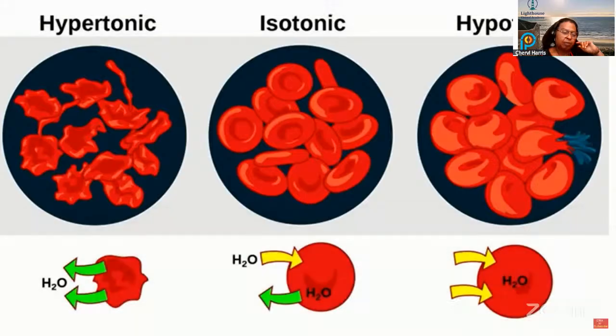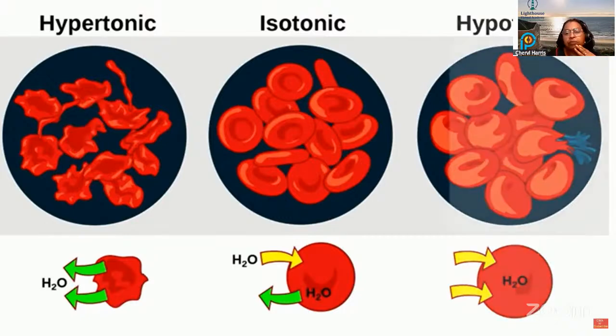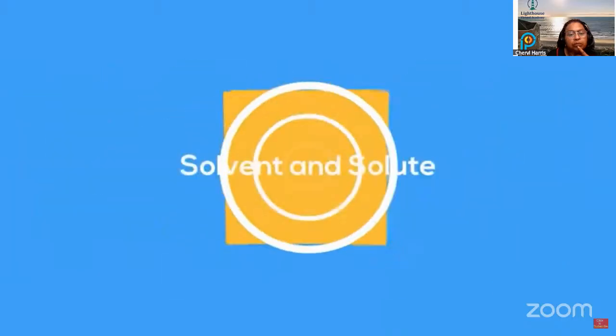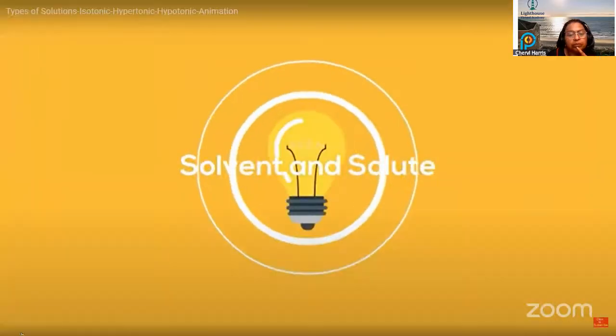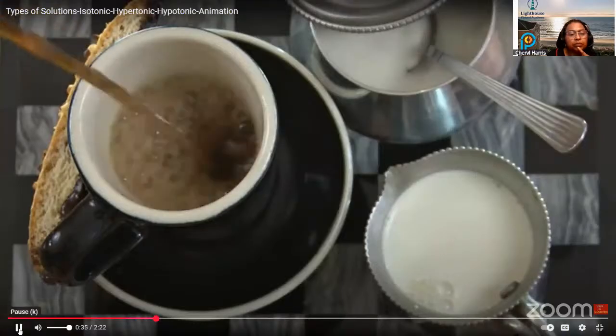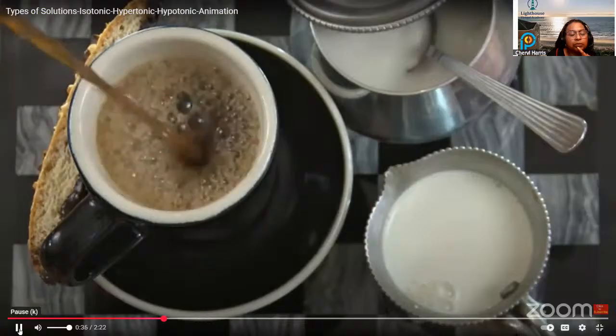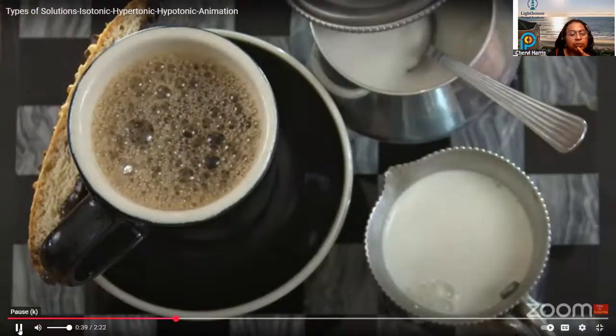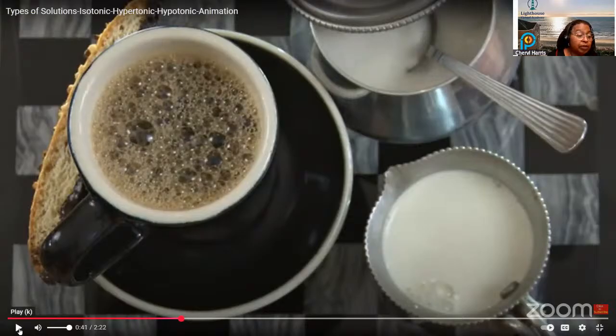Let's figure out why sometimes a red blood cell stays the same, sometimes it shrinks, and other times it swells. To begin with, it'll be helpful to know the difference between a solvent and a solute. Let's look at coffee. The solvent is what the solute is dissolved into. The water is the solvent, and the cream, sugar, and coffee are the solutes. Again, those are vocabulary words that you need to be familiar with. Okay, the solvent is the thing that stuff dissolves in. The solute are the things doing the dissolving.